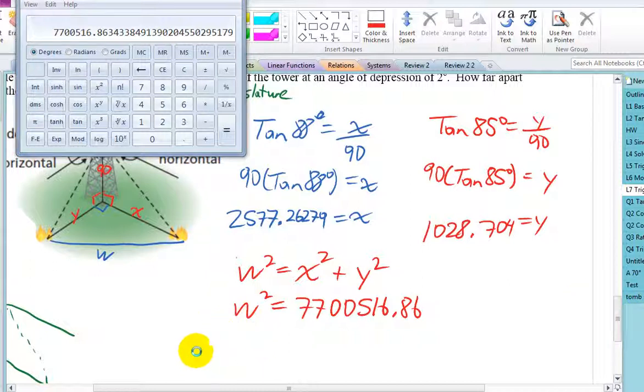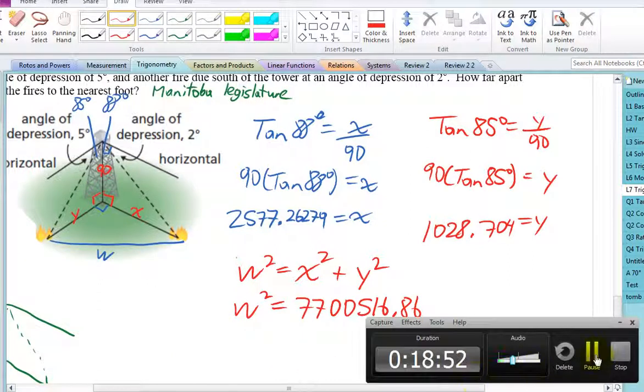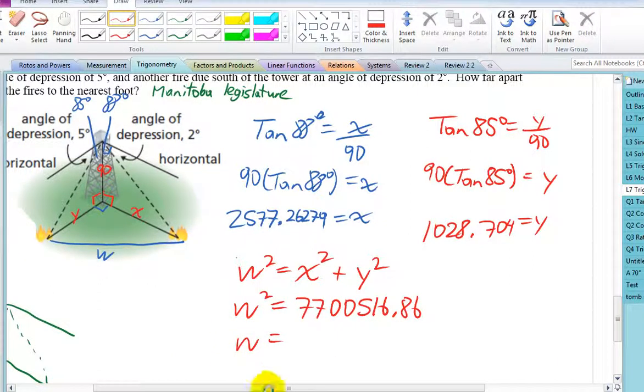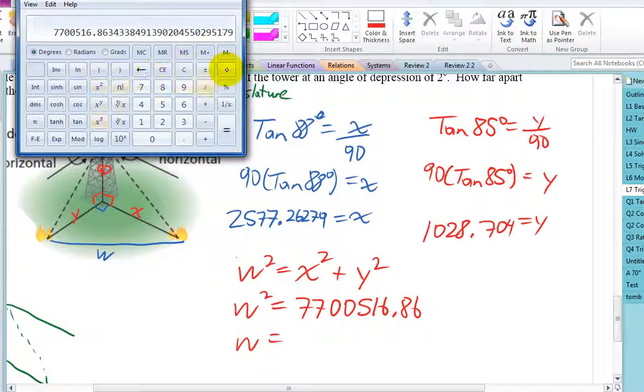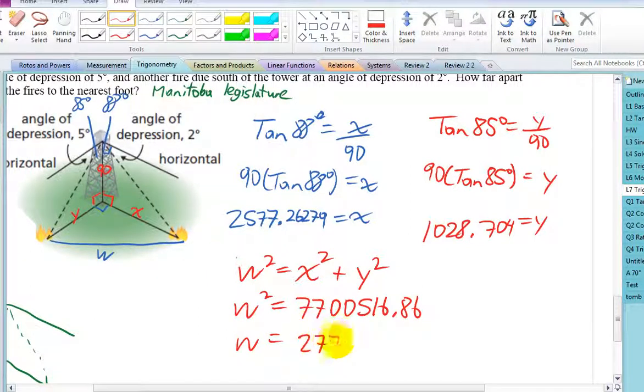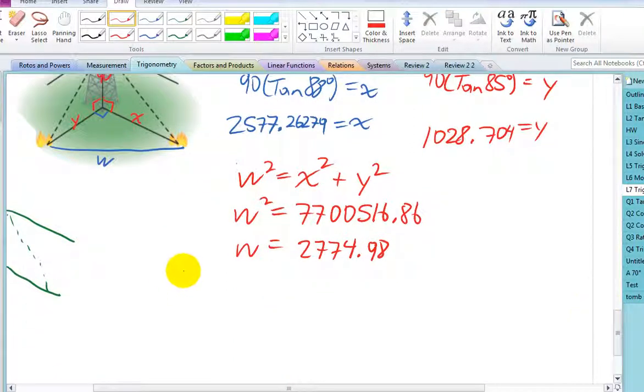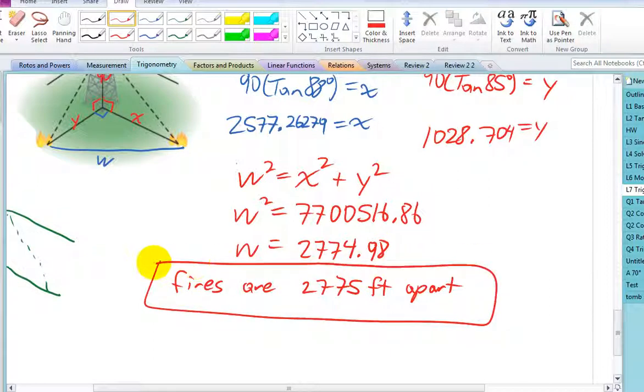Oh, I think my computer's going to shut down here. Very good. Okay. So since it's already on my calculator, I can go square root of ANS. Remember that answer button? So I get 2774.98. And this is to the nearest foot, so we can say the fires are 2775 feet apart. Okay, which is over a mile. A mile is 1600, isn't it? Not sure.